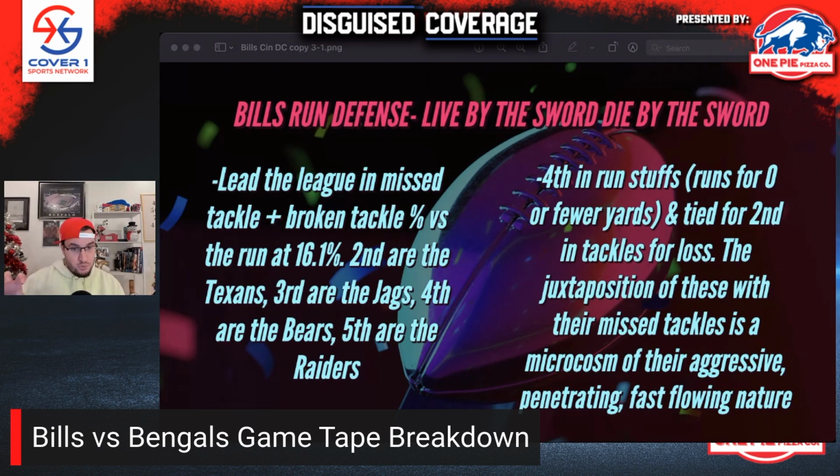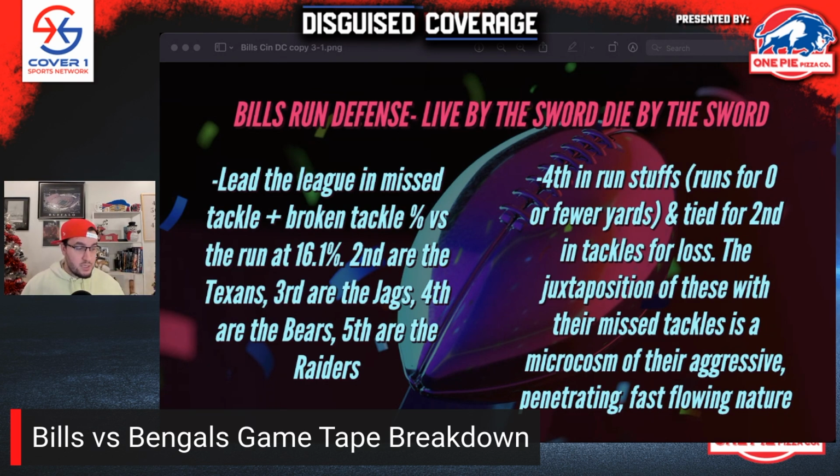But then you juxtapose that with what you see on the right side of this graphic. The Bills defense is also fourth in run stuffs, which are runs for 0 or fewer yards, and they're tied for second in tackles for loss. The juxtaposition of these with their missed tackles is a microcosm of their aggressive, penetrating, fast-flowing nature. That's what this Bills defense is. They want to get upfield. They want to make plays in the backfield. They want to put you into negative scenarios, right?